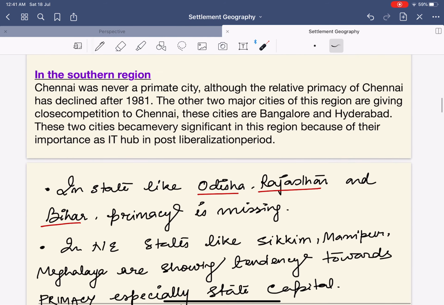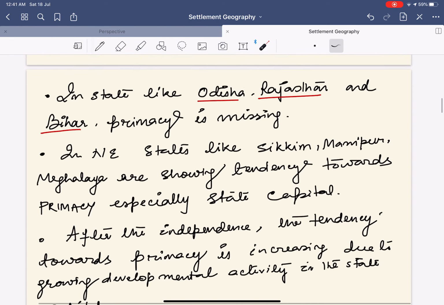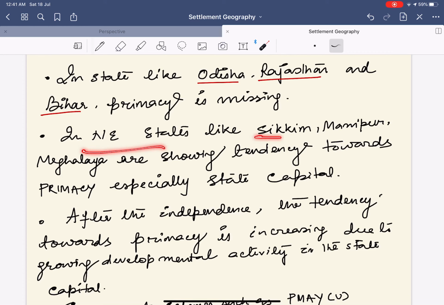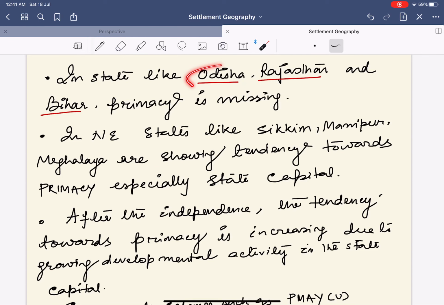Now let us move into some other factors. In states like Odisha, Rajasthan and Bihar, primacy is missing because there has been a uniform development. Next, the northeastern states like Sikkim, Manipur, Meghalaya are showing a tendency towards primacy, especially in the state capital. Understand this. In Odisha, Rajasthan, Bihar, we are having uniform developments. But on the other hand, the northeastern states are focusing completely upon the capital of the states.